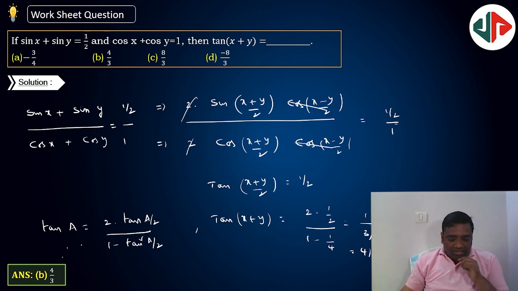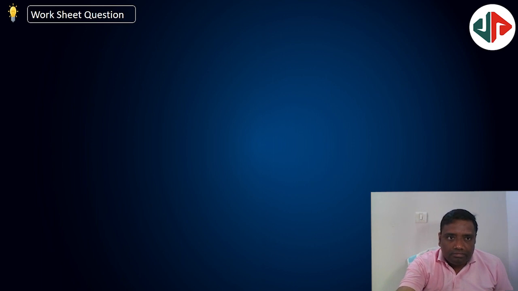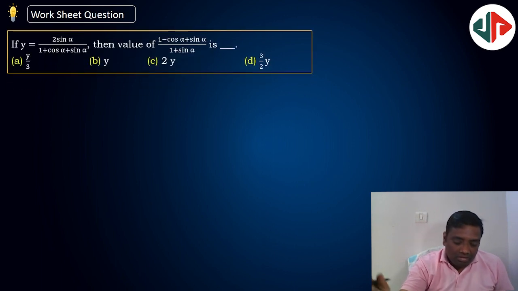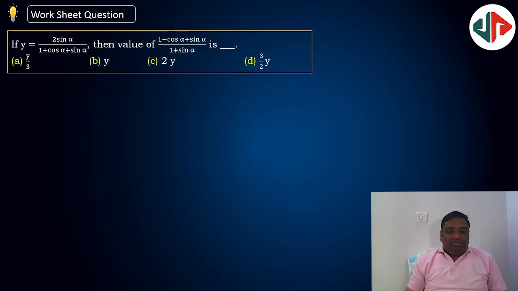Previous one, just take the sin C plus sin D formula. If you take the sin C plus sin D formula, then it will easily become the transformation concept. Here y is equal to 2 times sin alpha by 1 plus cos alpha plus sin alpha. Then what is the value of 1 minus cos alpha plus sin alpha by 1 plus sin alpha?